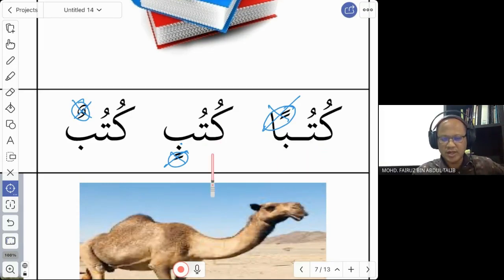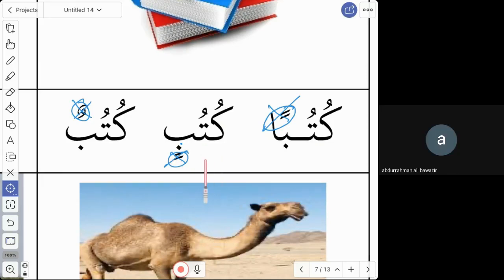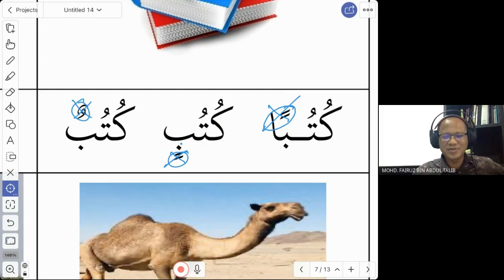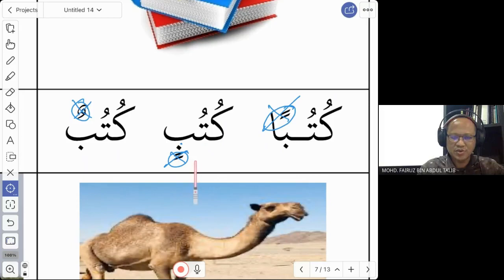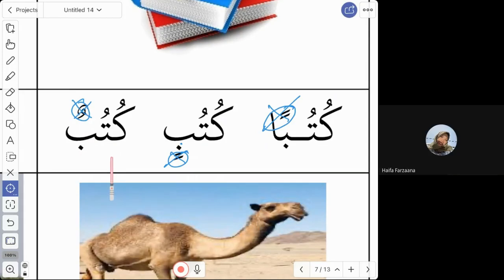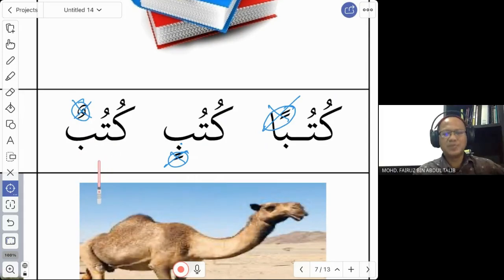What about the second one? Same, I think, sir. Yes, it is the same. So we say kutub. What about the third one? Without the last symbol, kutub. Yes, so all 3 words sound similar.